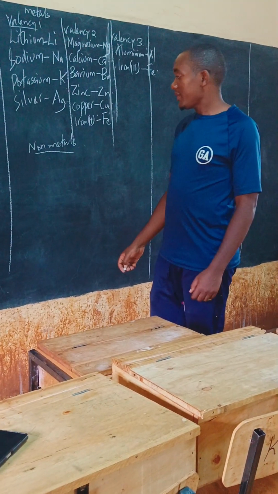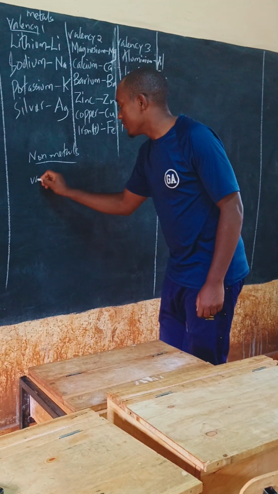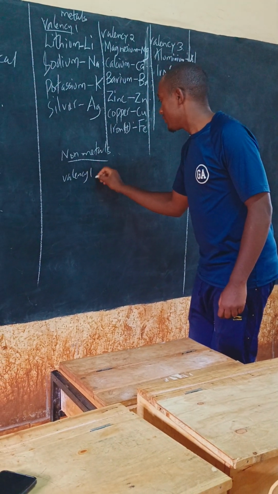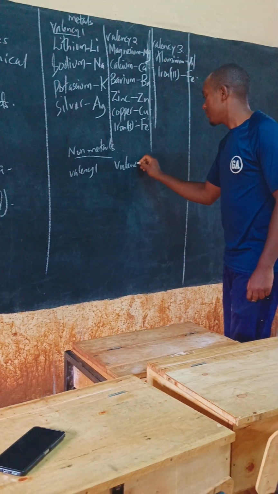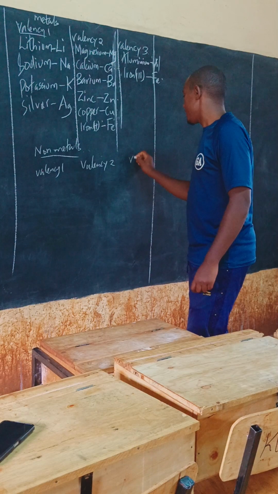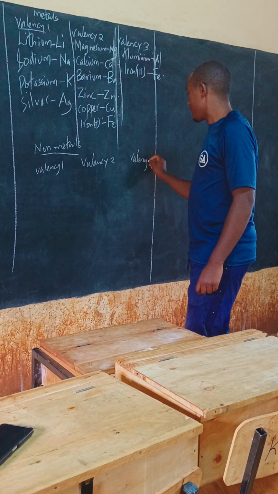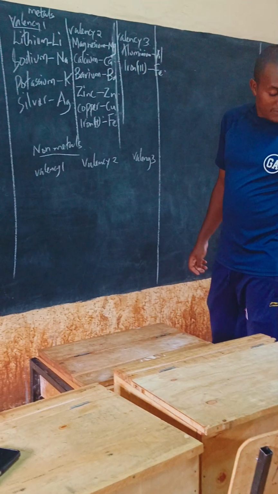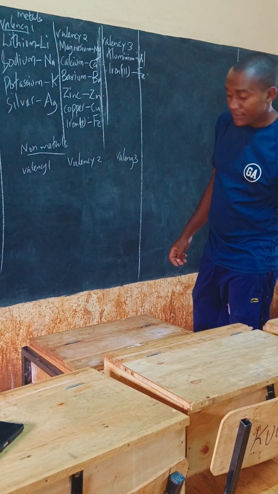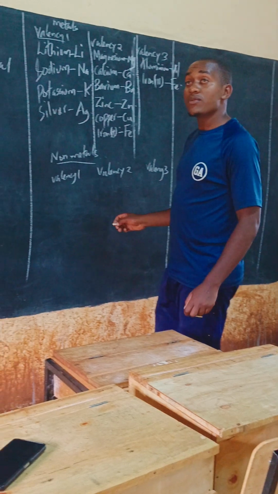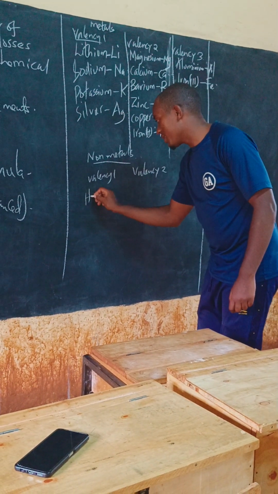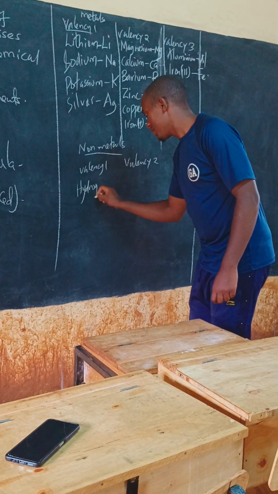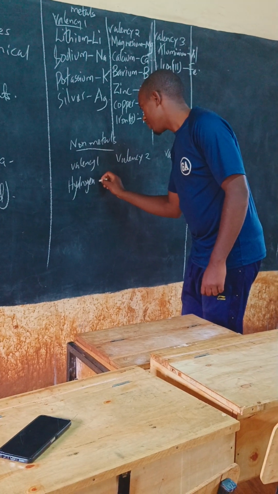Non-metals. We have valency 1, valency 2, valency 3. In valency 1, we have hydrogen that loses 1 electron. Hydrogen, H.